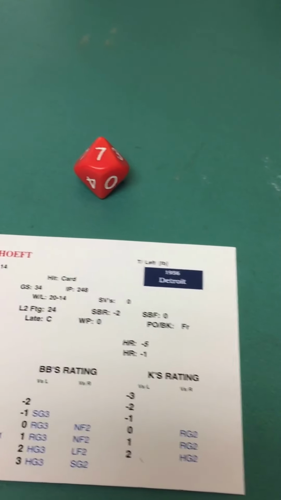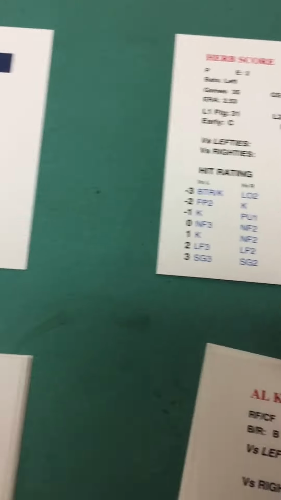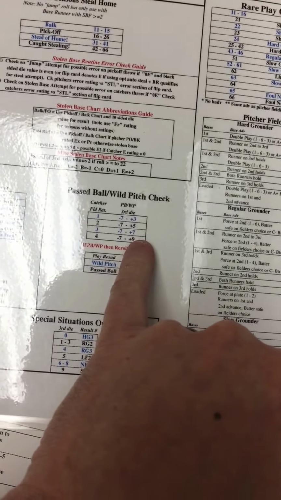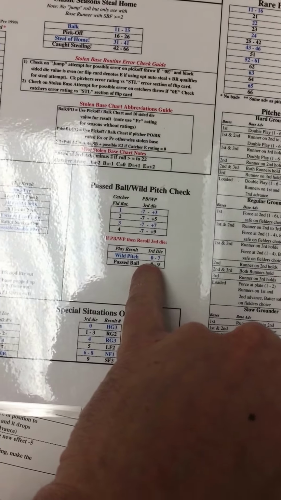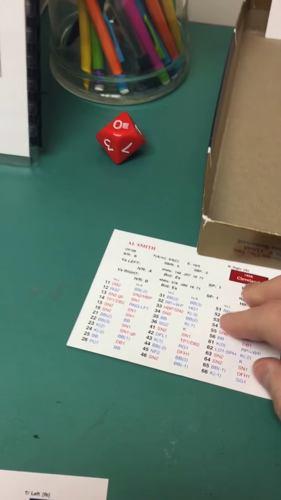And then what we need to do is look at the catcher's defensive rating. For Red Wilson, he is a 3. So looking at the chart, a 3 gives up a wild pitch or a pass ball from -7 to 7. So this is a wild pitch or a pass ball. We're going to roll the die one more time. If it's 0 to 7, it's a wild pitch. 8 to 9 will be a pass ball. So in this case, it's a 9. There you go, 9. So Red Wilson has given up a pass ball, and Smith moves to second.